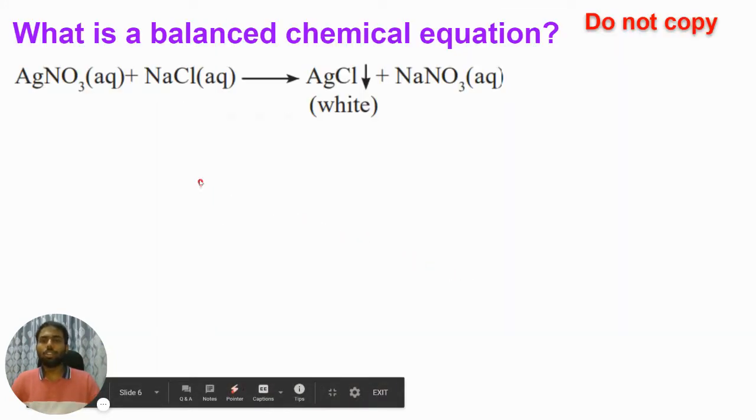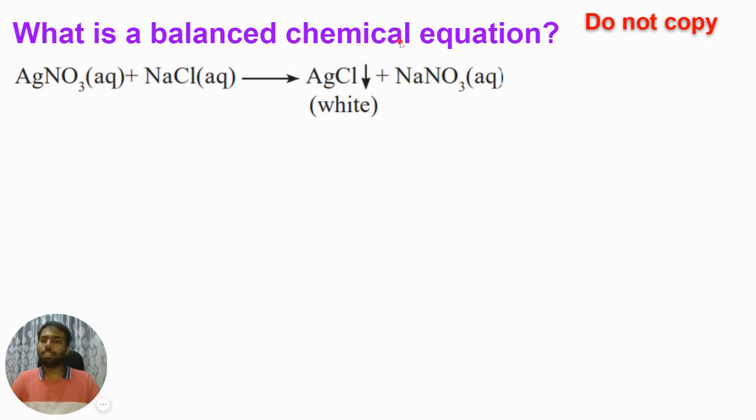Okay, so what is a balanced chemical equation? Here they have given an equation. Before we actually start answering this question, why is there a downwards arrow here? Uska kya matlab hota hai? So whenever there's a downwards arrow on your product side, it means that some precipitate is forming.